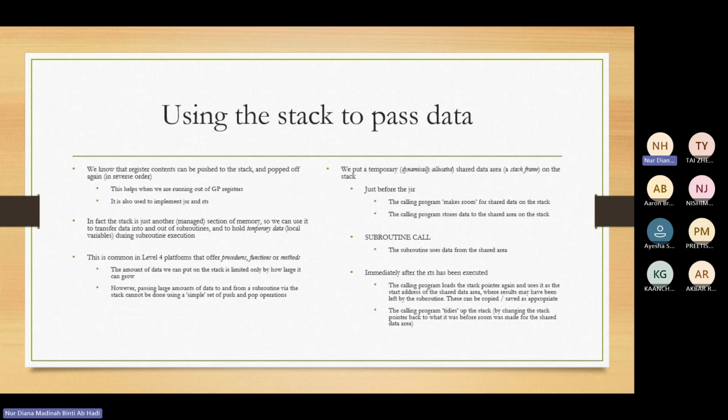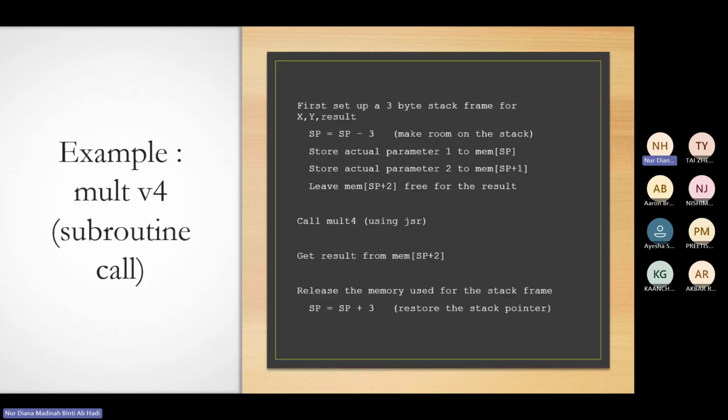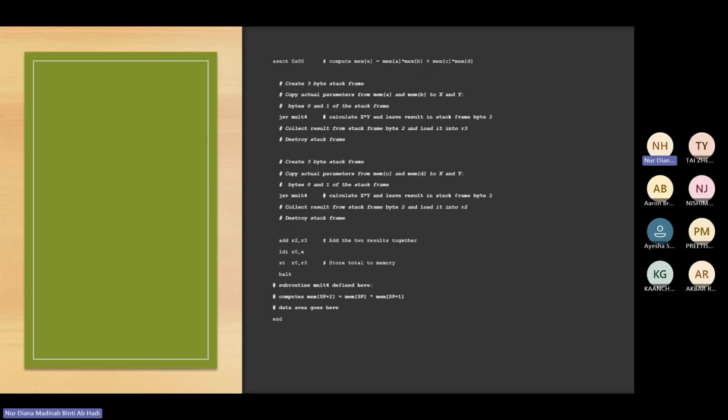Then your calling program pops up the stack by changing the stack pointer back to what it was before the room was made for the shared data. So this one would be the algorithm. This one would be the full code.